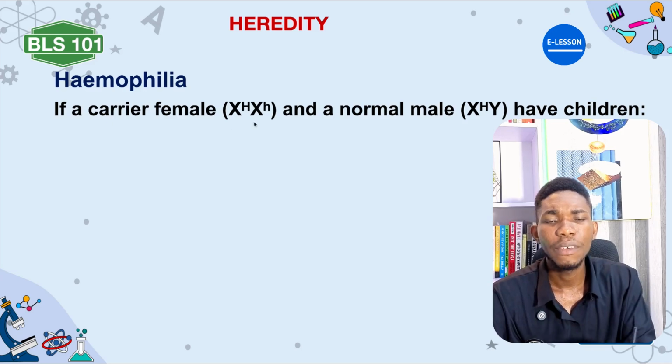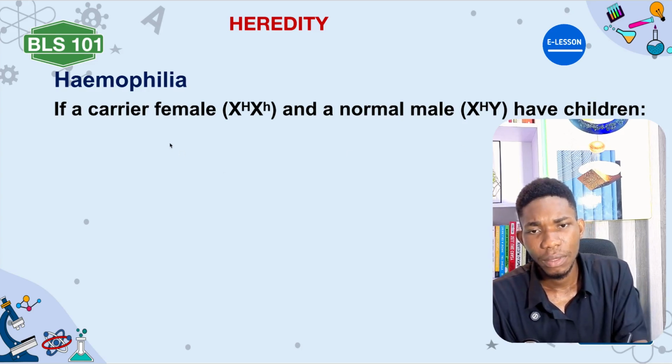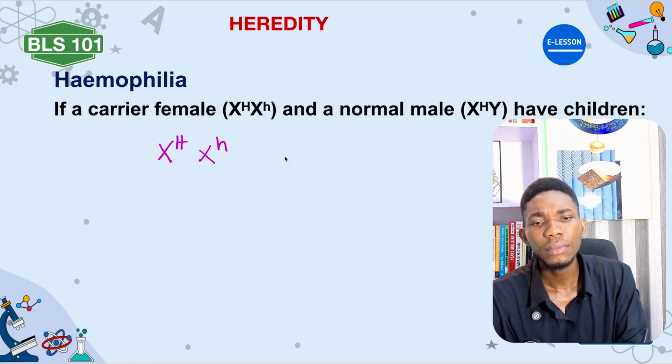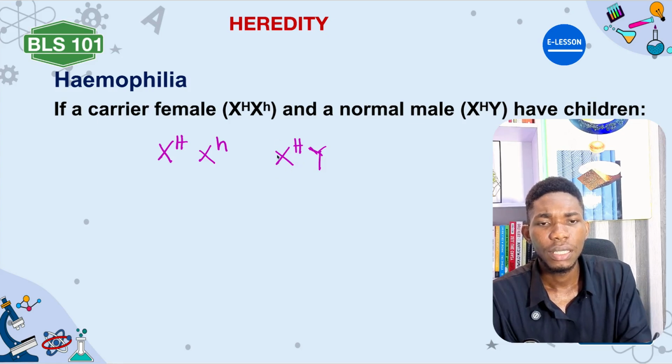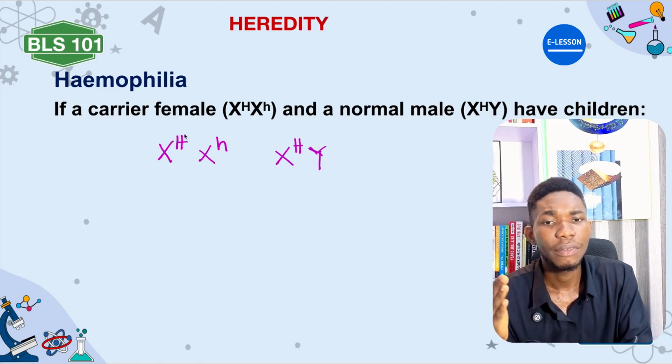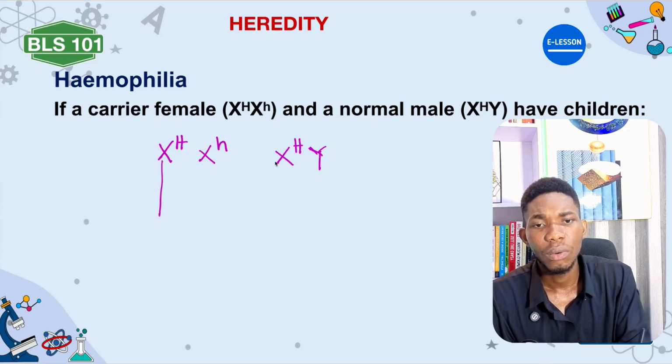Now, if a carrier female and a normal male have children, what are you expecting? This female is a carrier, while the man is normal. This is the only gene that can carry hemophilia, the X chromosome. That's the reason why the Y will not carry either small h or big H. The big H means the person does not have hemophilia. The small h means the person has what? Hemophilia. Is that okay?